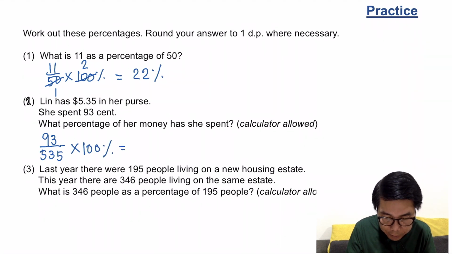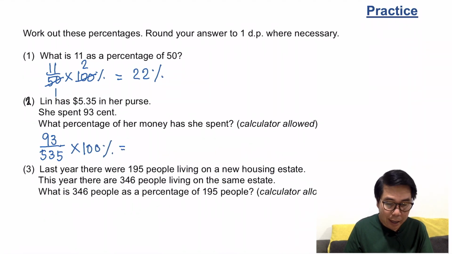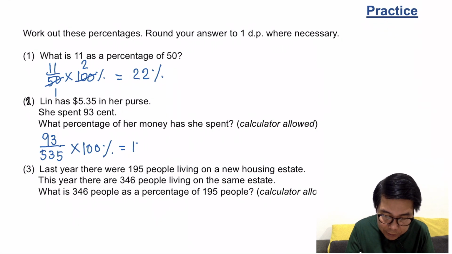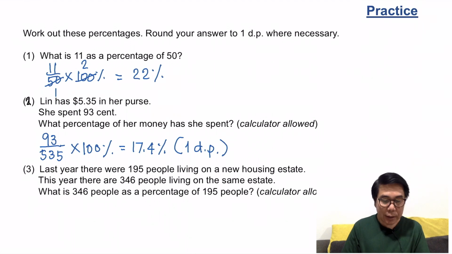So using a calculator, 93 has to be divided by 535 times 100. It gives us 17.4%. This one is in 1 dp, or decimal place. Okay, let's proceed to number 3.